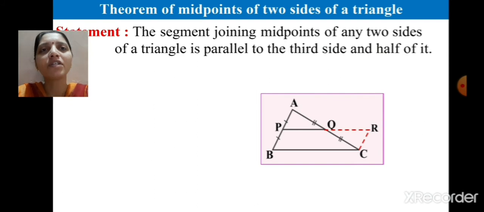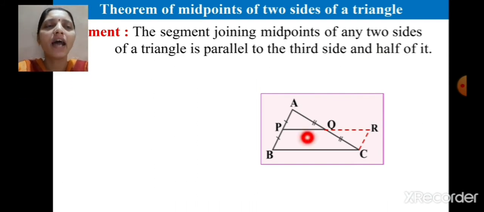So let's see the first diagram for this. Here I have drawn one triangle ABC. In this triangle, point P is the midpoint of side AB and point Q is the midpoint of side AC.